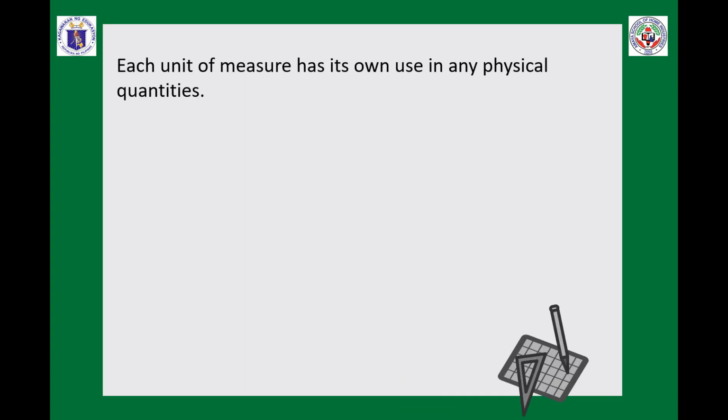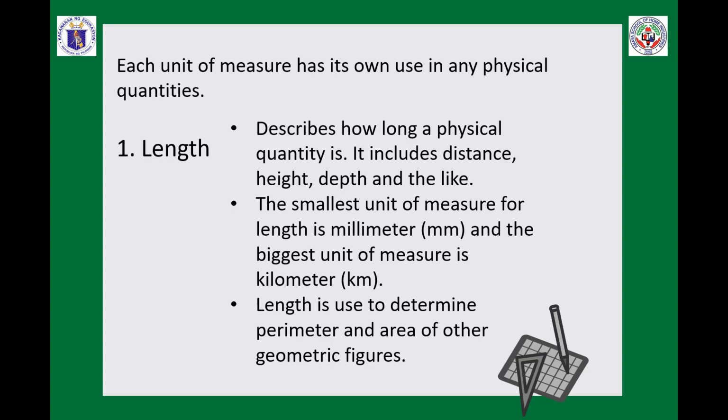Each unit of measure has its own use in any physical quantities. We have here first the length. It describes how long a physical quantity is. It includes distance, height, depth, and length. When we talk about depth, that is the length or the distance from the top or surface to the bottom of something. Next, the smallest unit of measure for length is millimeter, and the biggest unit of measure is kilometer.